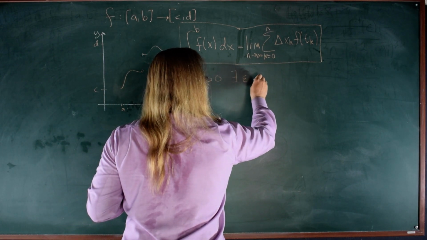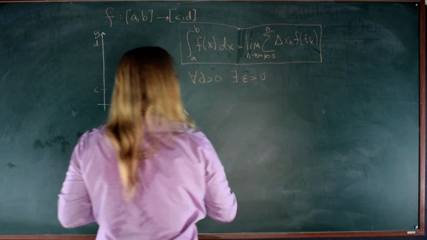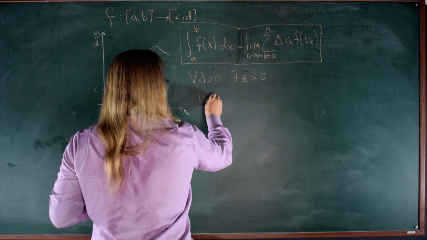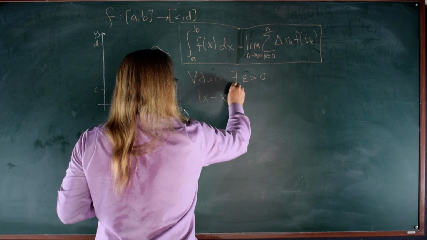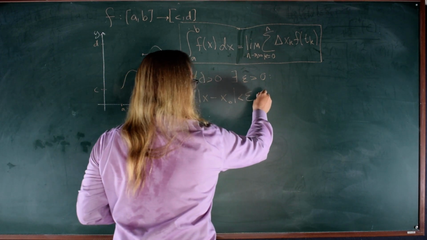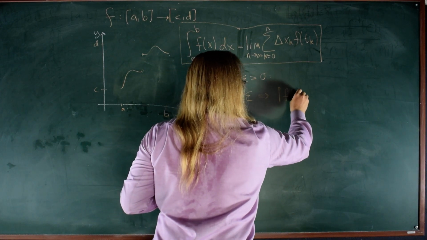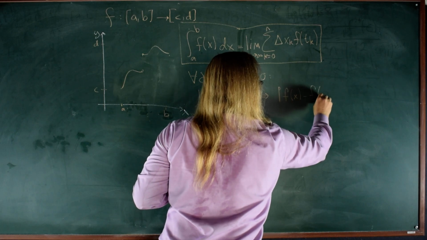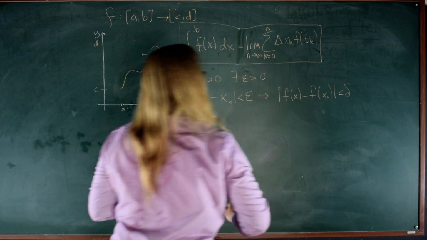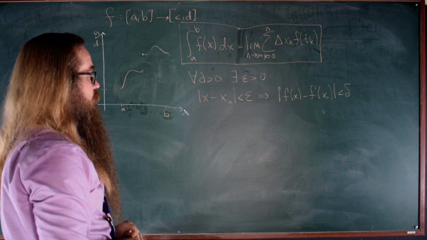an epsilon larger than 0 such that if x is at most epsilon distance away from our point, then the function values are also pretty close to each other. This looks super technical, and it really is. You don't have to think about it too much.